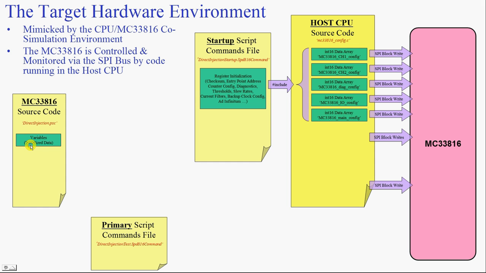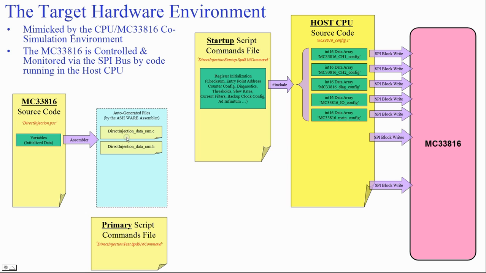Variable initialization. In the MC33816 source code, variables either are assigned initial values or are initialized to 0. The assembler produces 2 auto-generated files that end in data_ram.c and .h that contain these initial values. These 2 files are included into the startup script, which are in turn included into the host CPU's source code, as we saw before. These files go into the array named channel1_data_ram, which the host CPU writes to the MC33816 in another SPI block write.